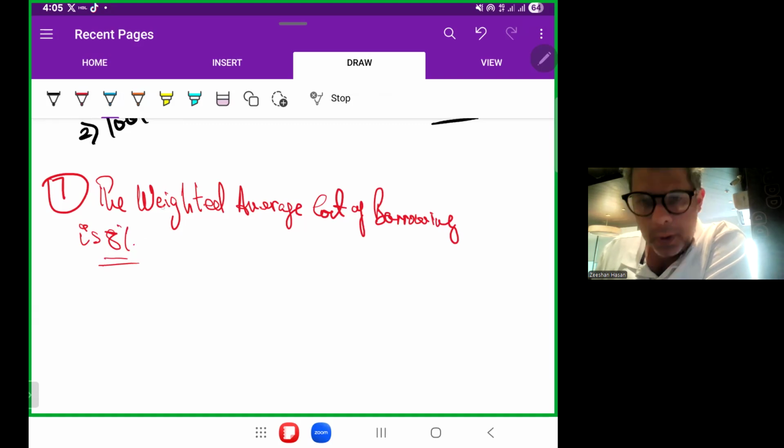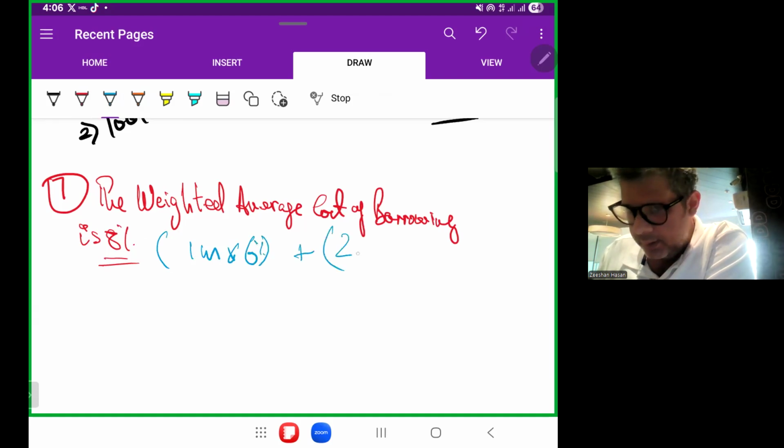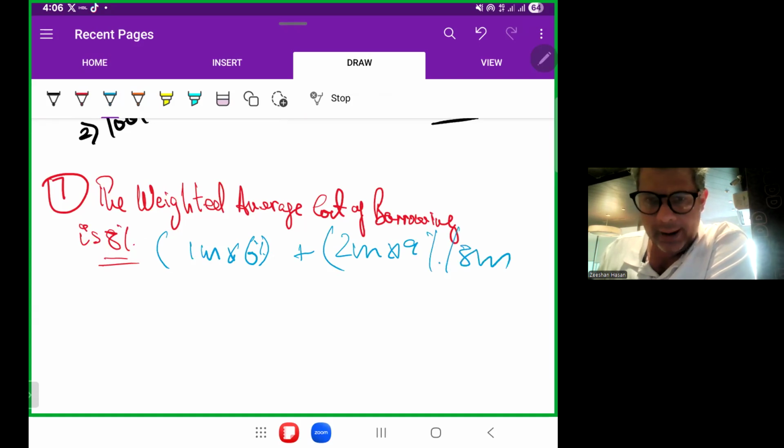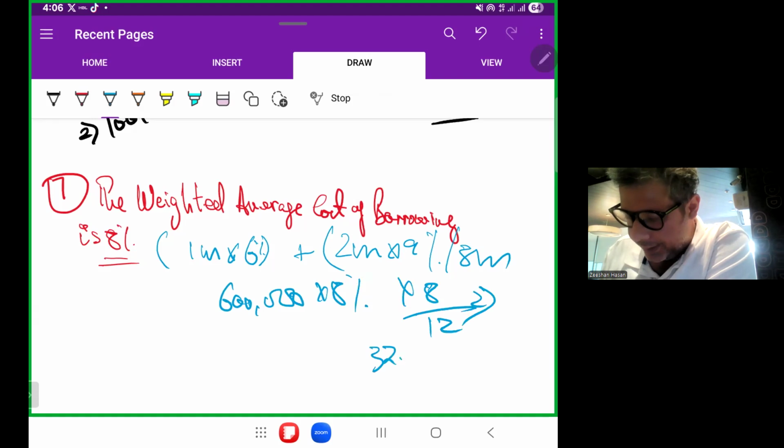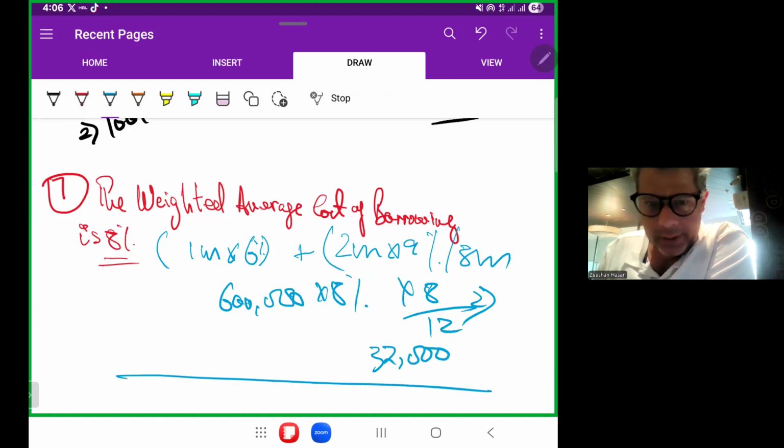See, 1 million into 6% plus 2 million on 9% over the 3 million. So we get overall 8% like that. And the amount to be capitalized, 600,000 into 8% into 8 divided by 12 for 8 months, we got 32,000. That's how we'll do it.